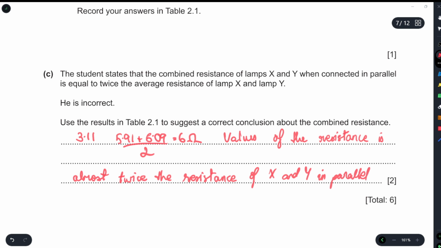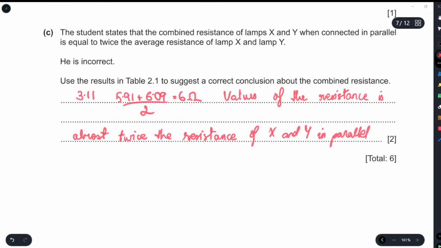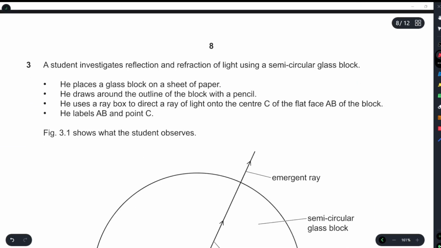ठीक है, तो वो आपने जो है वो शो कर दिया. All right, so that should get you the 2 marks that you want. So I hope that's clear for everyone. Question number 3 पर आ जाते हैं.